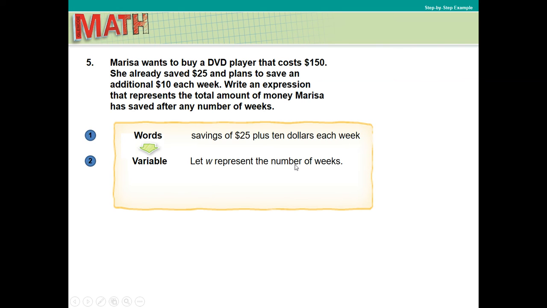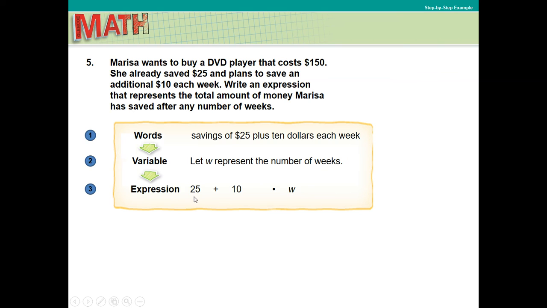Let W represent the number of weeks. You can make it anything. You can use your first initial if you want, but a lot of times we use the variable that has the initial of what we're looking for, which is weeks. We're going to use W. Try to stay away from I and O as variables. I's a lot of times look like ones. O's look like zeros. So try to stay away from those, but W is not a problem.